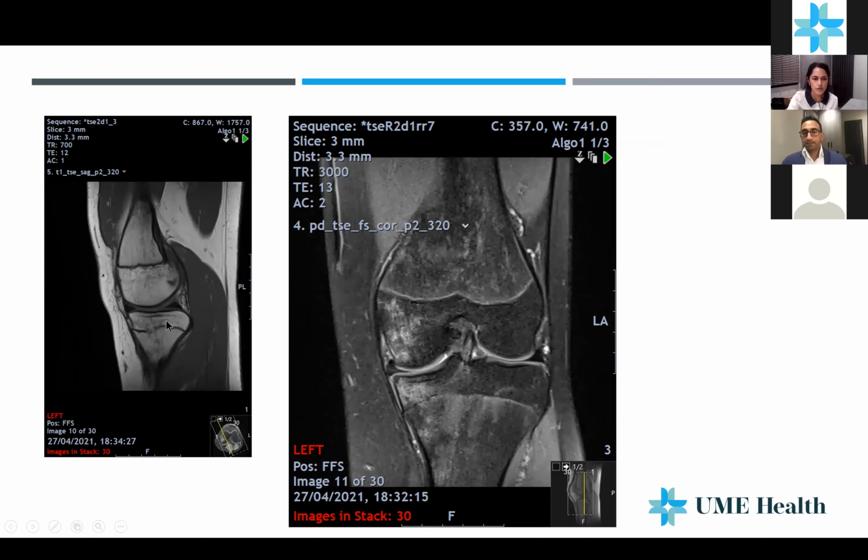And on the T1 weighted sagittal, there is a linear low signal density, which is seen just below the articular surface. And this is actually an insufficiency fracture, what was previously called SONK, spontaneous osteonecrosis of the knee. But it's actually, in pathology terms, an insufficiency fracture.